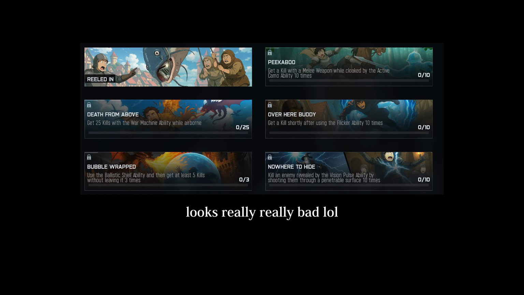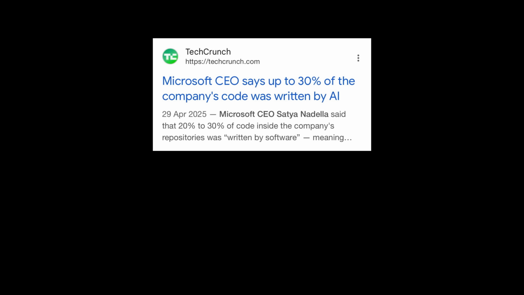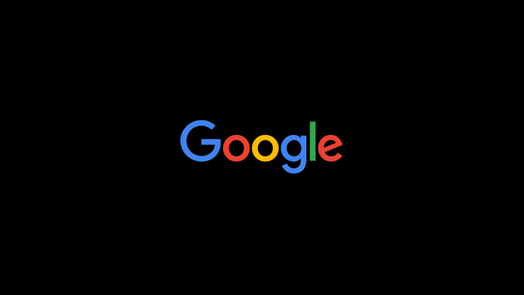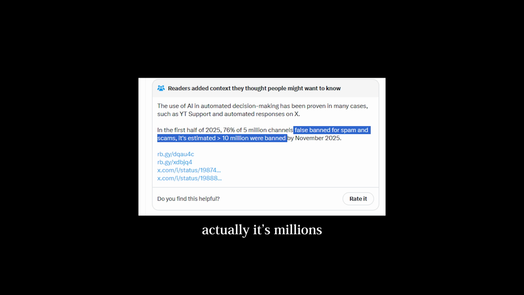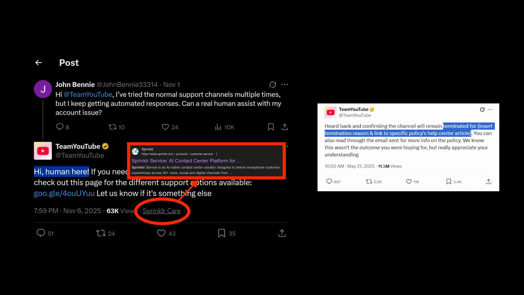This technology is clearly not ready to be used in production, yet companies are doing it anyways. Microsoft is now using AI to generate a significant portion of their production code, leading to the most disastrous bugs in Windows history. Google is using AI to enforce its terms of service, leading to hundreds of channels being terminated despite doing nothing wrong, and any creator wanting to talk to YouTube about it is instead met with another AI pretending to be a human.